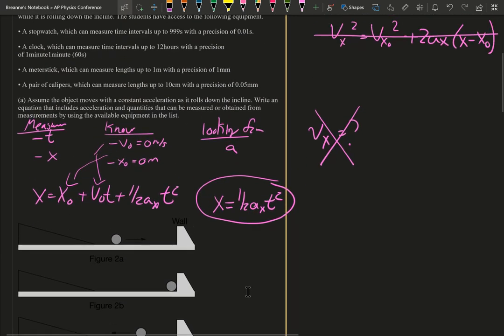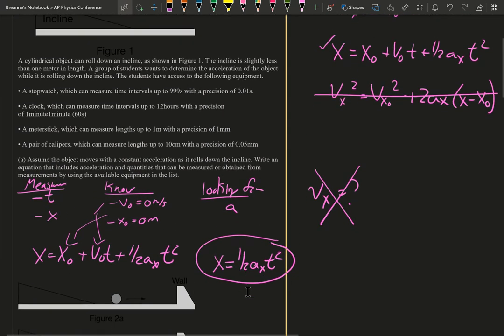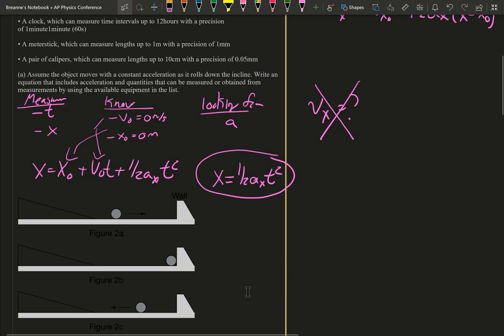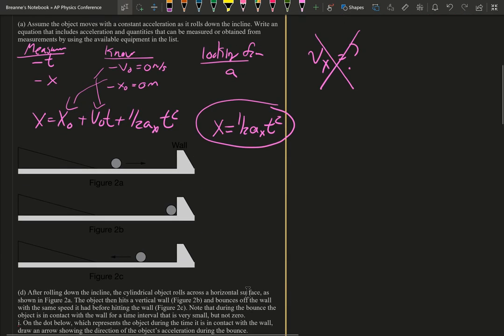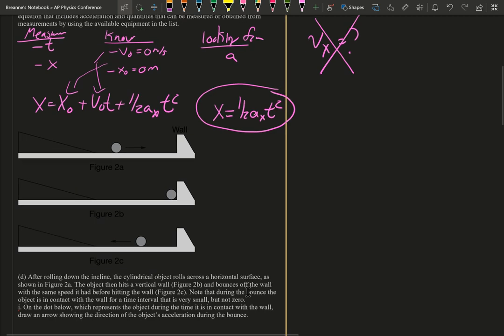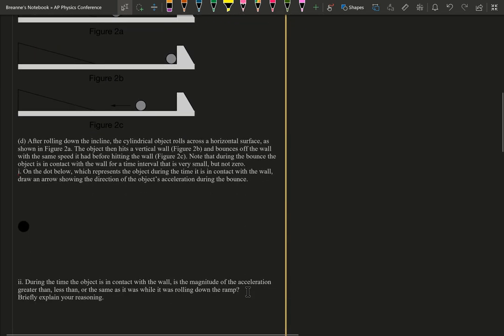So if you notice, I've clipped out part A and part C because those are dealing with lab stuff. But we're going to jump down to part D.